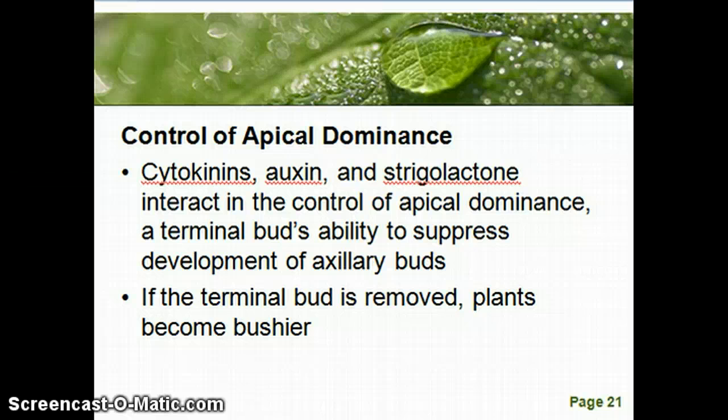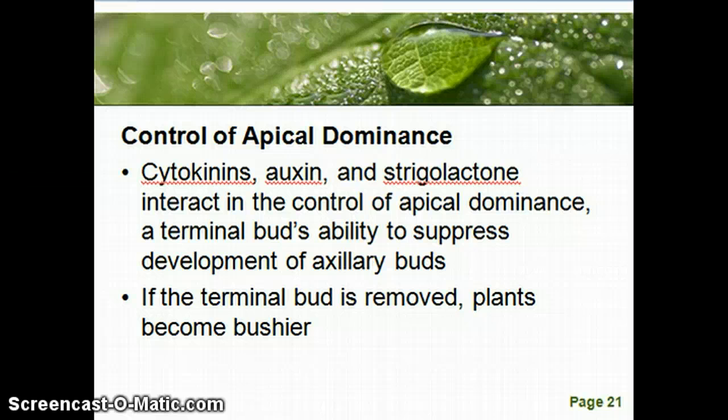One of the things that's really important in terms of how cytokinins help plants is that they work with auxins and strigolactone to control apical dominance. So now, first of all, what is apical dominance? And we're going to take a look at that.